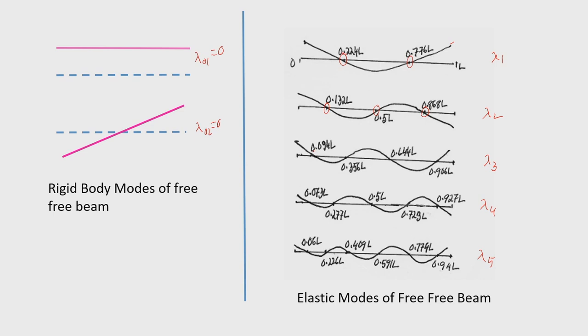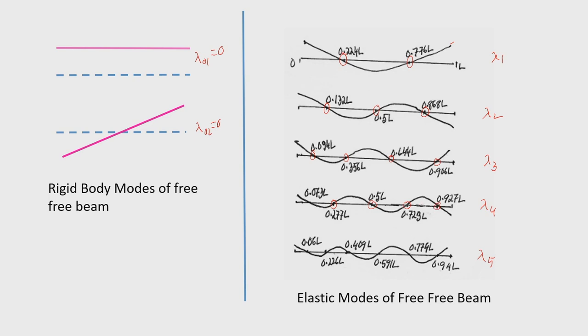Four nodes are appearing in the third elastic mode, that is 0.094L at a distance of 0.094L from left hand, and another is symmetrically at 0.906L from the right hand. And other nodes are 0.356L and 0.644L from the left hand end. Similarly, here we are getting in the fourth elastic mode, we are getting four nodal points.